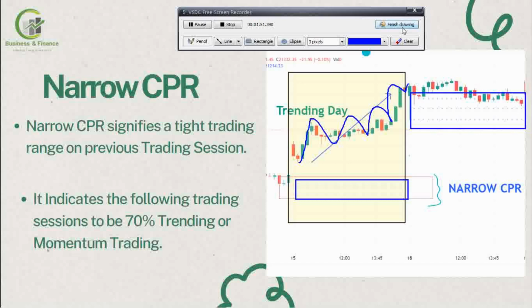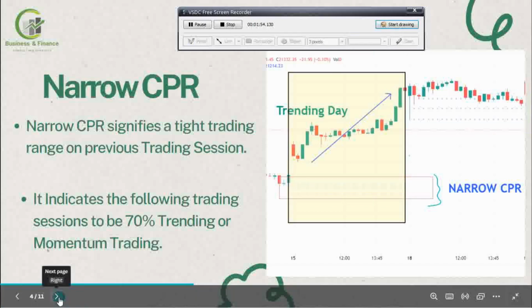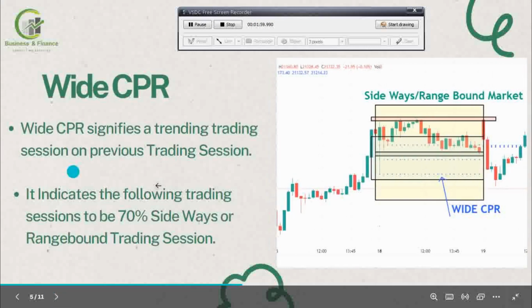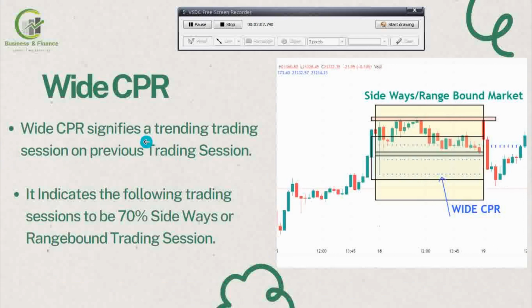So the second CPR is the opposite of narrow CPR, which is wide. Wide CPR occurs when the previous trading session was a narrow CPR, which means a trending market in the previous sessions, and the following session will have a very wide CPR. In wide CPR the distance between the CPR lines is wider. So 70% of the time the market will stay range bound.